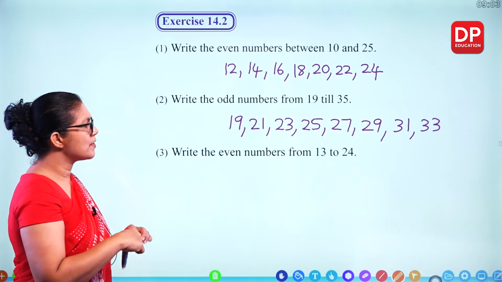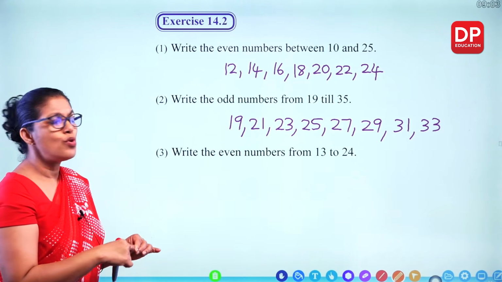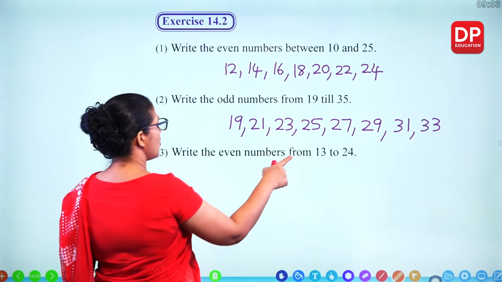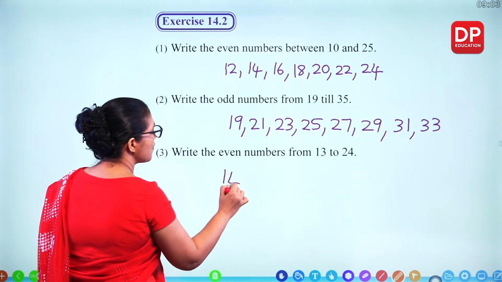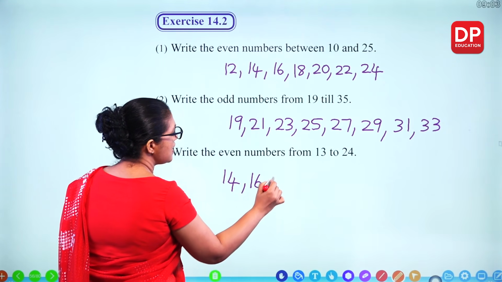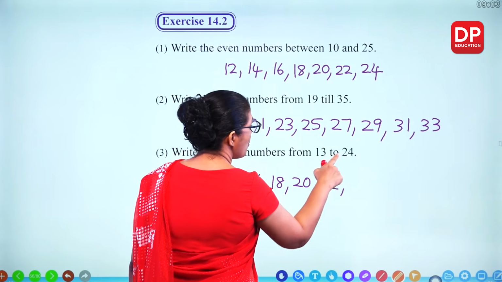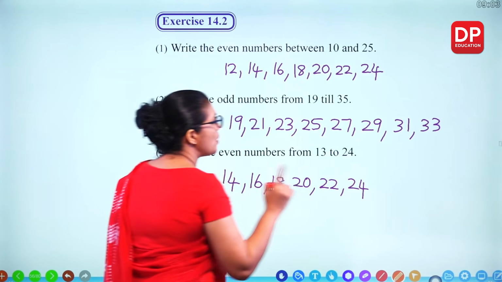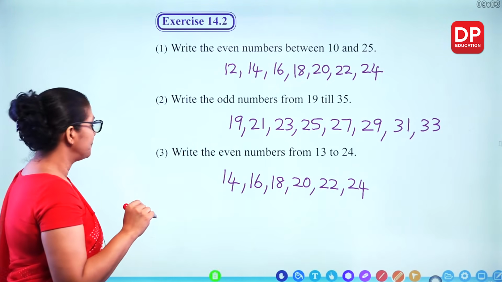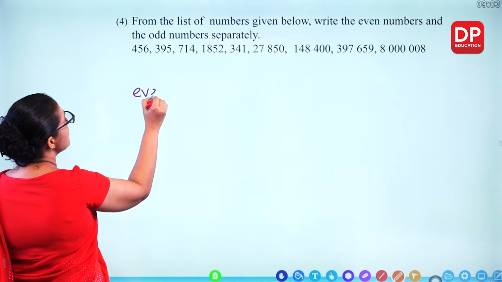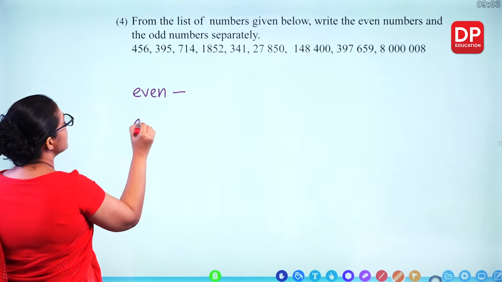Write the even numbers from 13 to 24. So boundaries you can take, but 13 is not an even number, so you can start from 14. 16, 18, 20, 22. We can consider 24 as well. From the list of numbers given below, write the even numbers and the odd numbers separately. So we'll write even and odd.